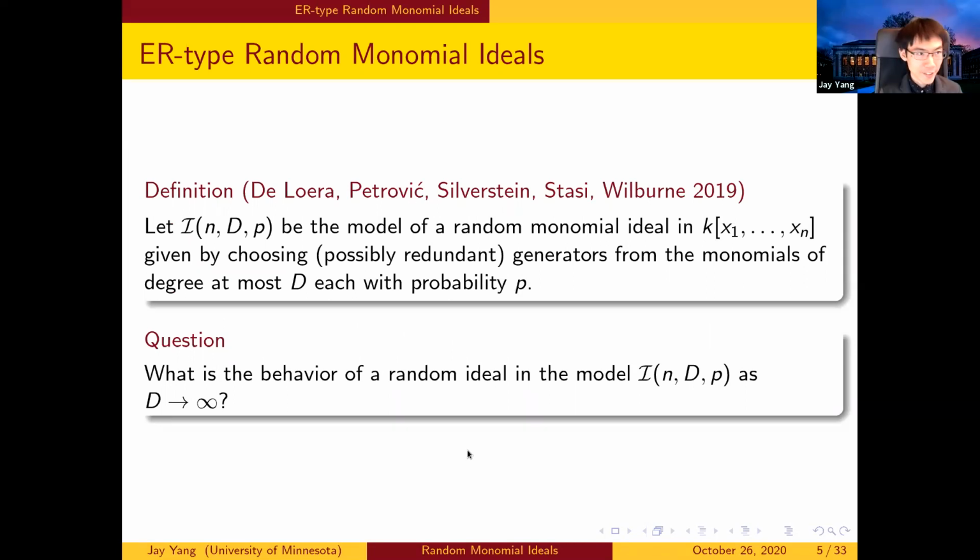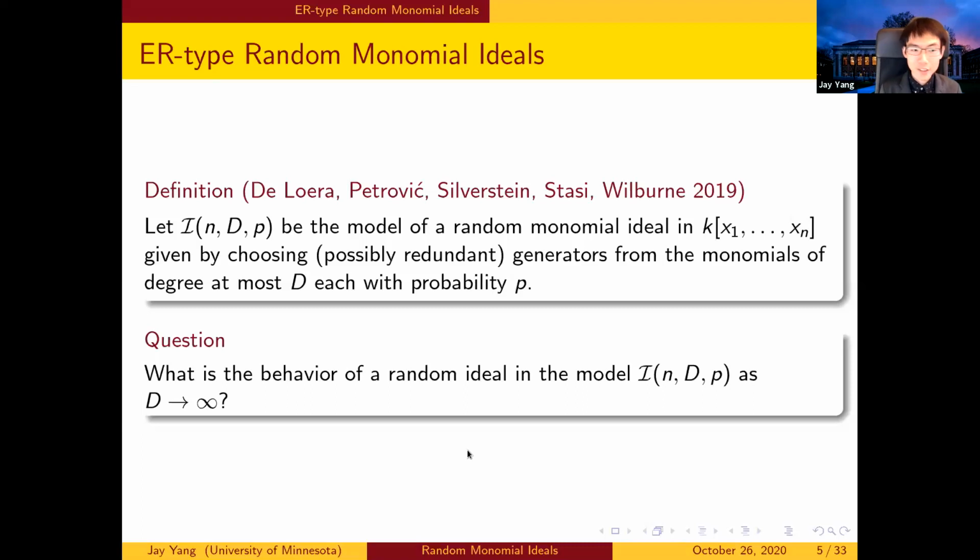So let's first talk about this Erdős–Rényi type random monomial ideal. This was, again, first defined by Deloera, Petrović, Silverstein, Stasi, and Wilburne. Their model is basically to say, let's take all of the monomials in some polynomial ring of degree at most d, and do the same thing that the Erdős–Rényi model of a random graph does, although Erdős and Rényi themselves did a slightly different variant of it. Each monomial, we say this is in our ideal. We force this monomial to be a generator, possibly redundant, with some probability p.